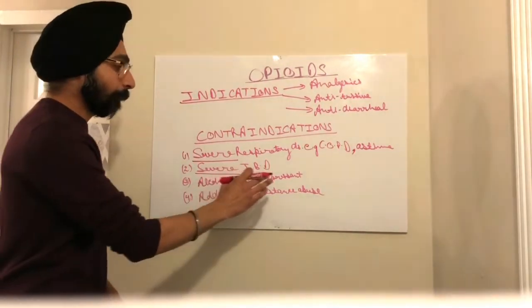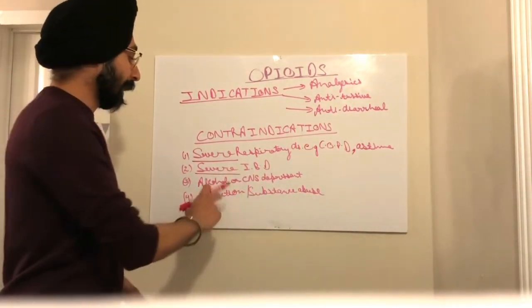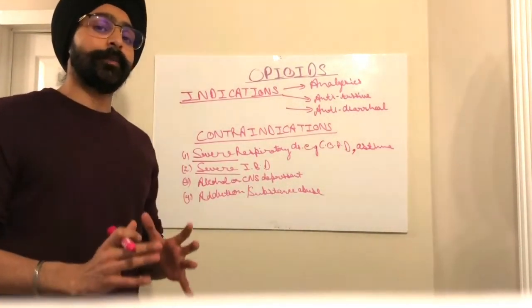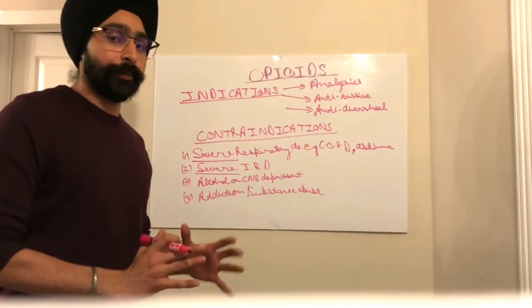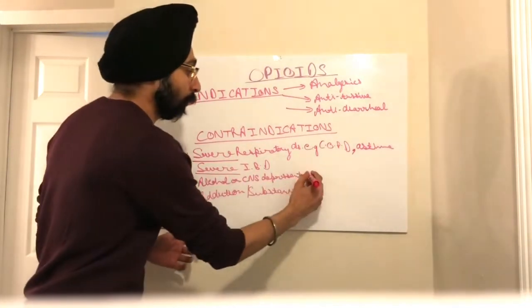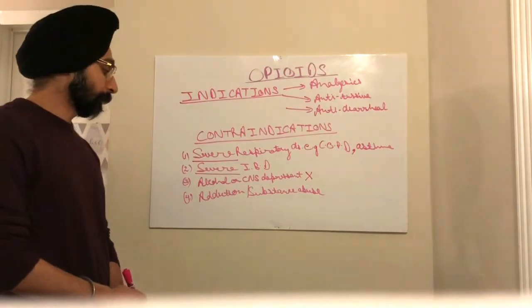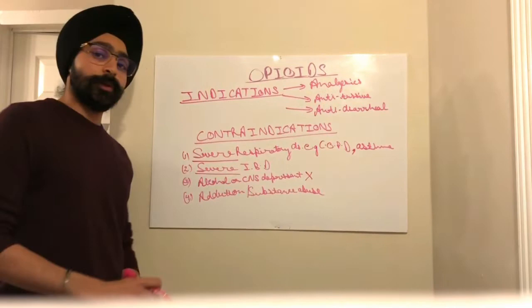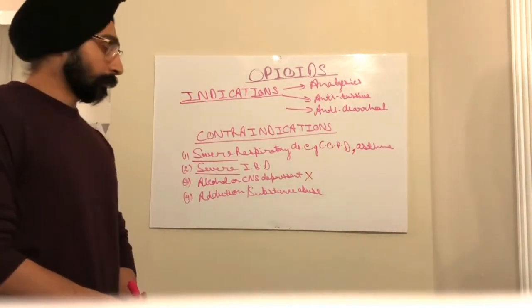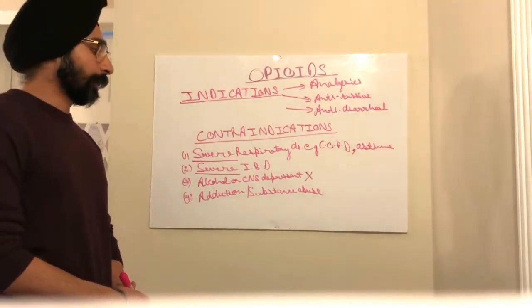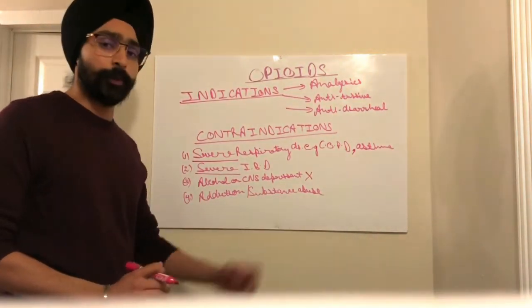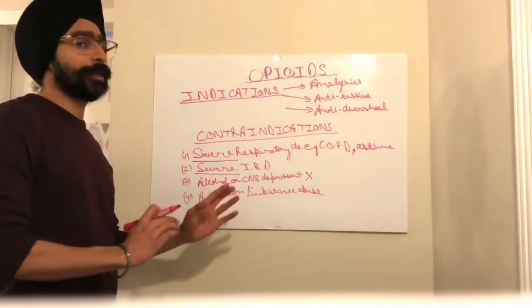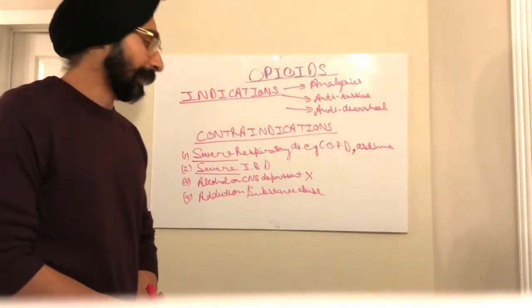Then we have if a patient is concurrently taking alcohol or CNS depressants. If the patient is not taking them concurrently, that is at the same time, then this group is no longer considered to be a contraindication. Another group is addiction or substance abuse. So if a patient is addicted to opioids, or if a patient is on substance abuse, or has a history of substance abuse, then opioids are contraindicated for that patient as well.